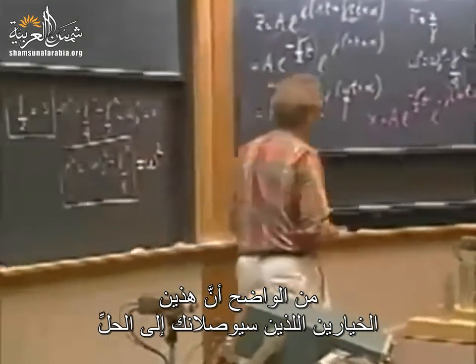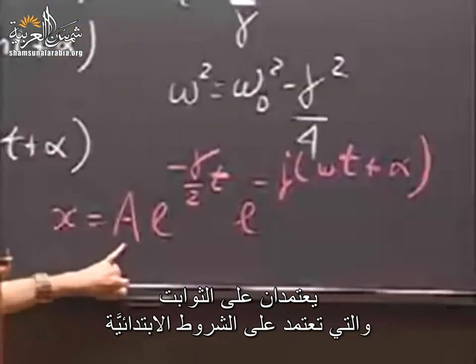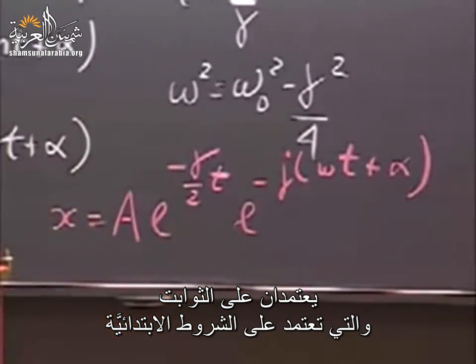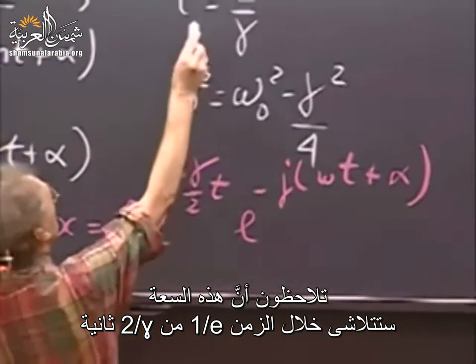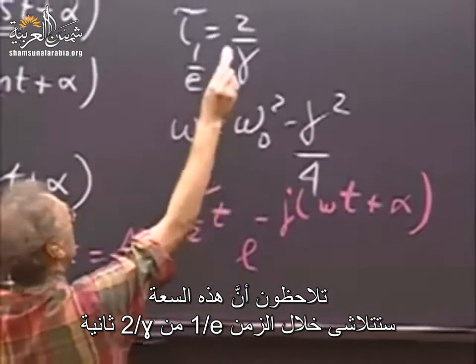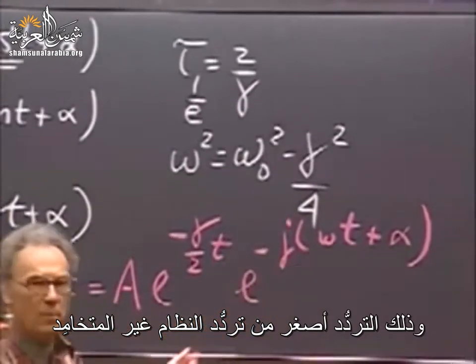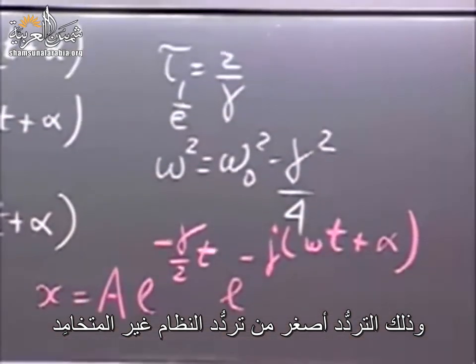And so it's clear that with those 2 choices that you have, in your final solution, you end up with 2 adjustable constants which depend on the initial condition. And so you see that this amplitude is going to die out with a 1 over e decay time of 2 over gamma seconds, and that the frequency is lower than the frequency of the undamped system.